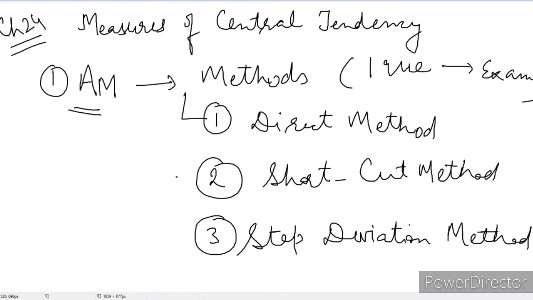Now students, you may ask a question: suppose we have three methods, the first, second and third, so which one should we apply? One very important point: if the name of the method is specifically stated in the question, suppose it asks you to find the arithmetic mean using the step deviation method, then you have to use this method only. You may find the correct answer with another method, but because the method is specified, you need to apply the step deviation method only.